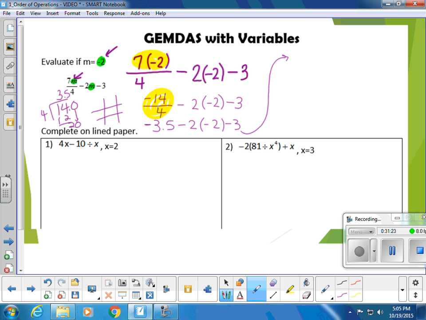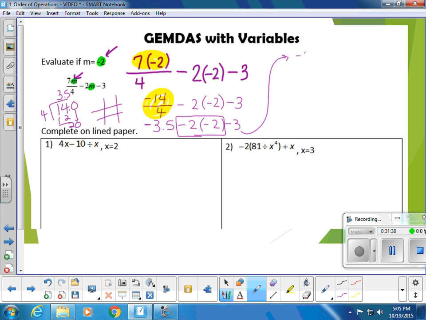Now if I look at what I'm doing next, I have a -3.5 minus 2. Not doing addition yet. I'm looking for multiplication and division. Make sure it's all gone. This right here is multiplication. I have a -2 times a -2.